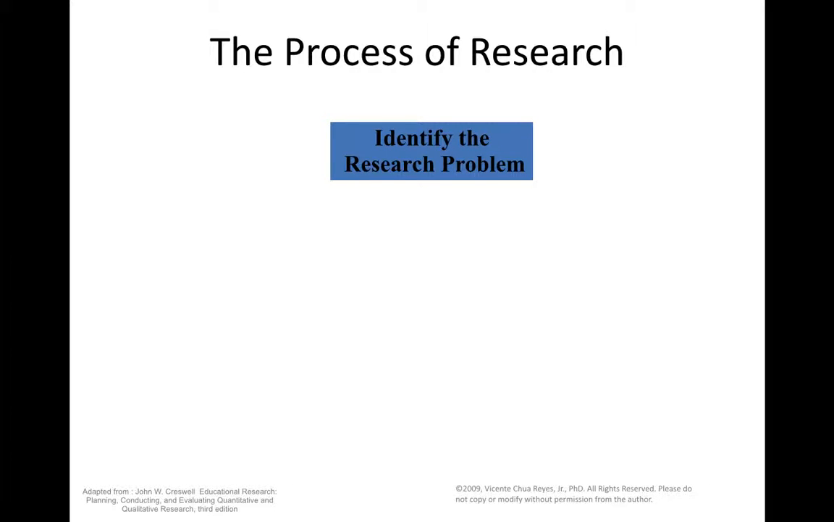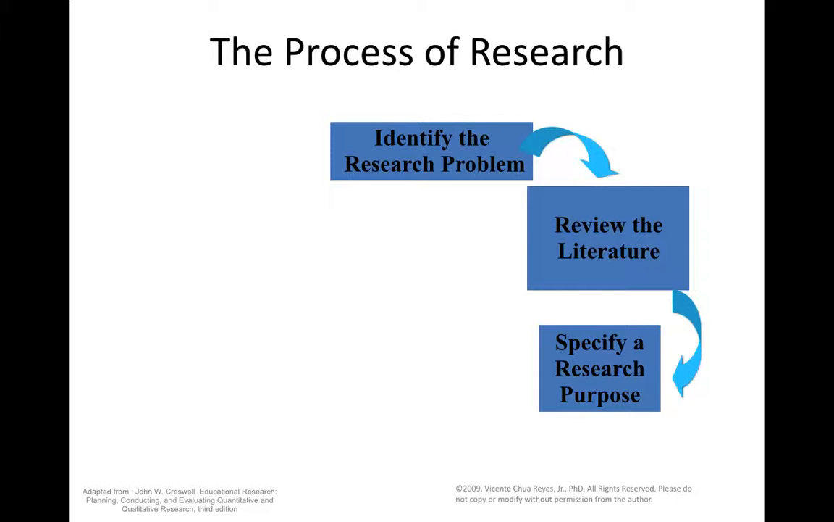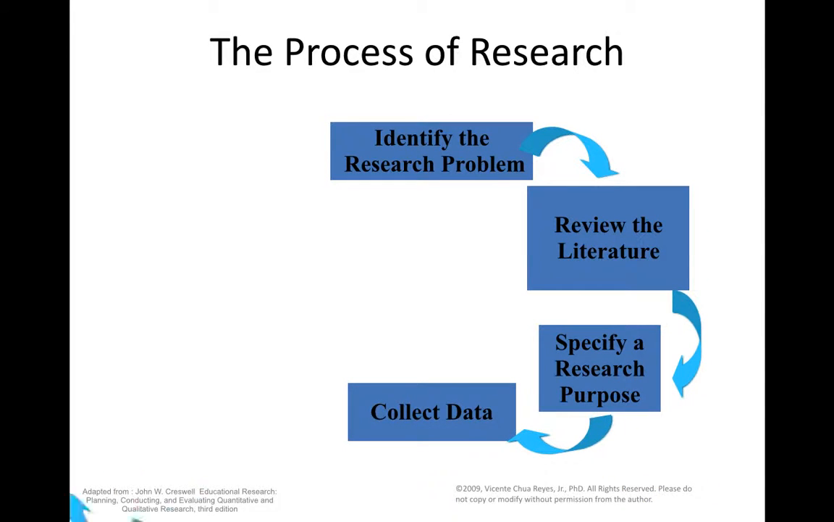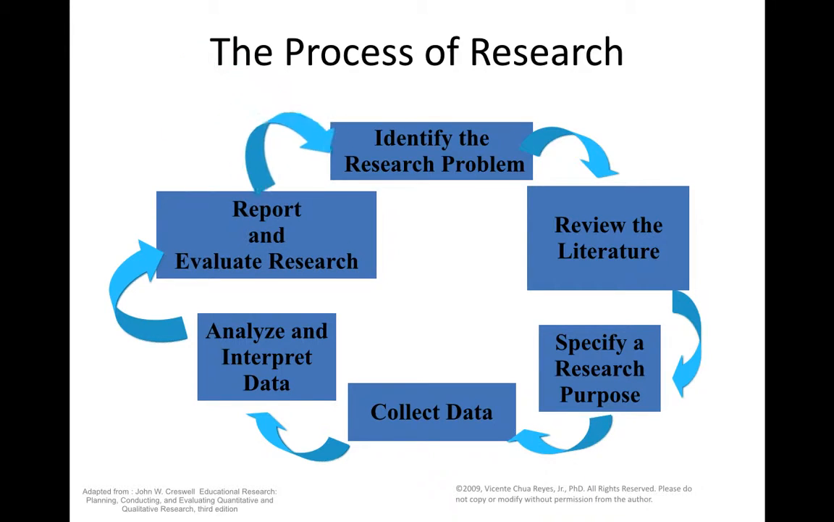What is the process of research? It starts with the identification of the research problem. It is followed by the review of relevant literature. And after doing this, the researcher is able to specify a research purpose. Collecting data follows. There's an analysis and interpretation of data phase in the process of research. And finally, and very importantly, there's a reporting and evaluating of research findings. These are the steps in the process of research.